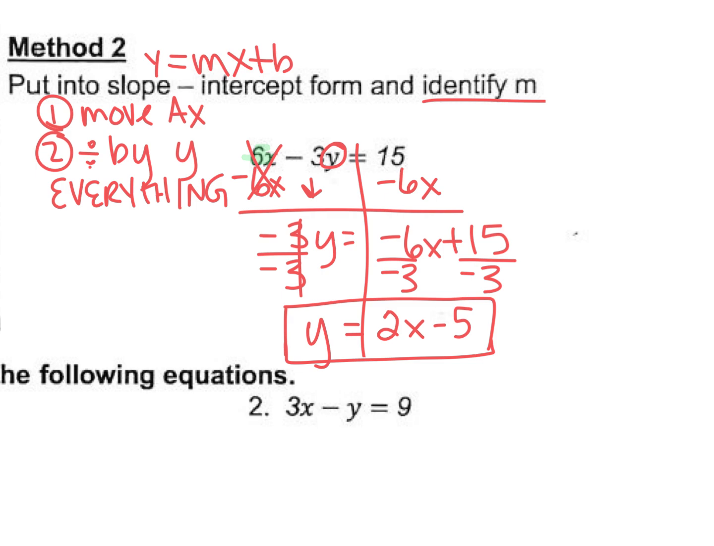So now let's actually answer the question being asked. The question says identify m. So which of those numbers, we have a 2 and a negative 5, which one of those is our m? What does m stand for? Slope. Which one of those is our slope? The 2.